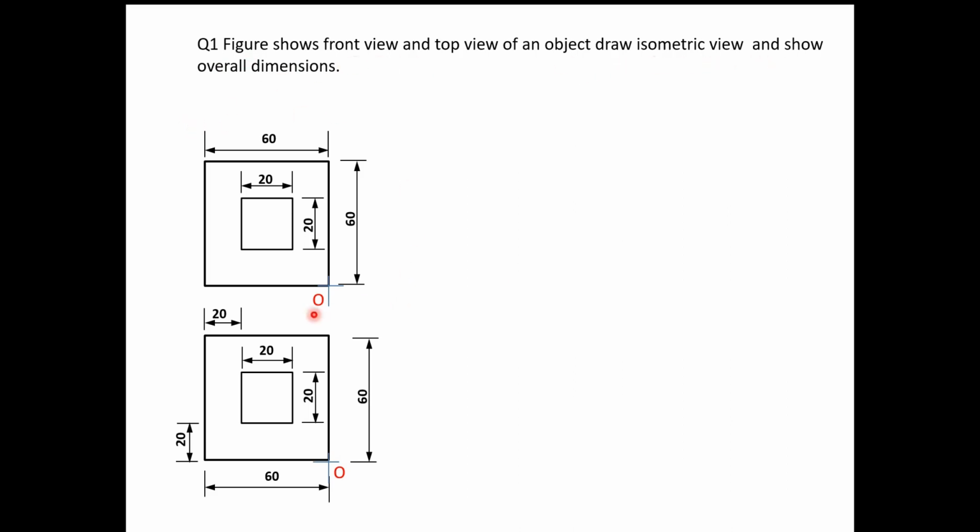If you see here, front view and top view are given. In front view, we see length that is 60 and height is also 60. And in top view, we can see the width that is 60. So in this 60 by 60 square, there is another square that is 20 by 20, in front view also, in top view also, but there is no sign of hidden edge or dotted edge in any view. Okay, so let's start with this problem.